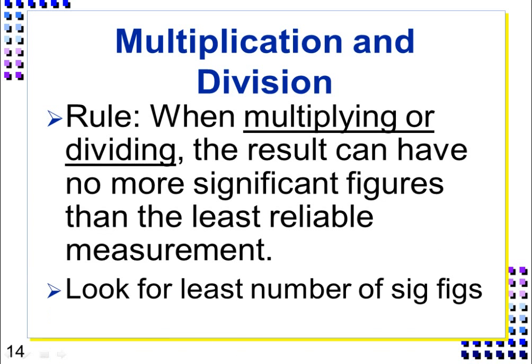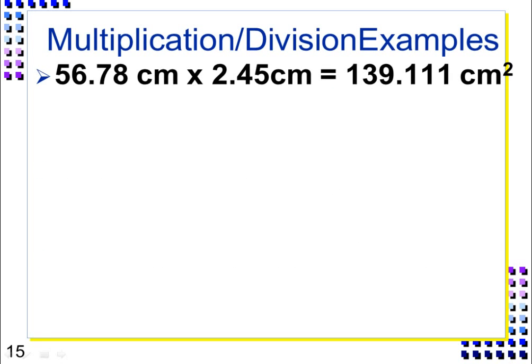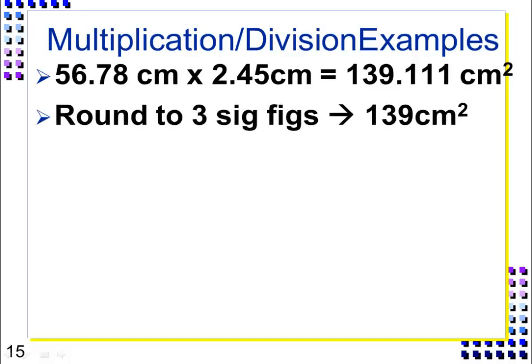The rule for multiplying and dividing. When you are multiplying and dividing, the result can have no more significant figures than the least reliable measurement. So you are rounding your final answer off to the least number of sig figs. Here's an example. The final answer we get on the calculator is 139.111, but the number 2.45 only had 3 sig figs. So we need to round our answer off to 3 sig figs, so we would round that to 139.